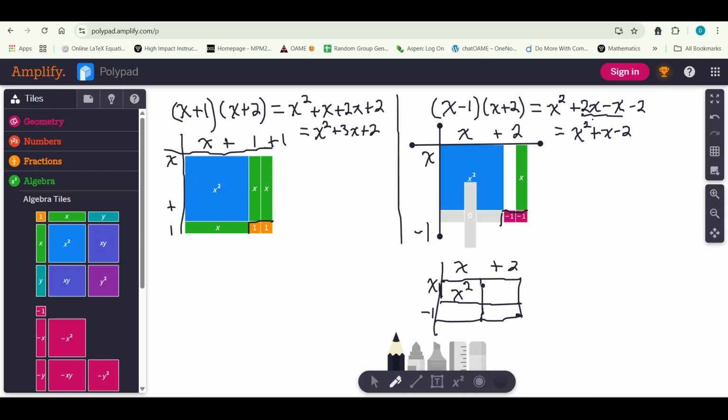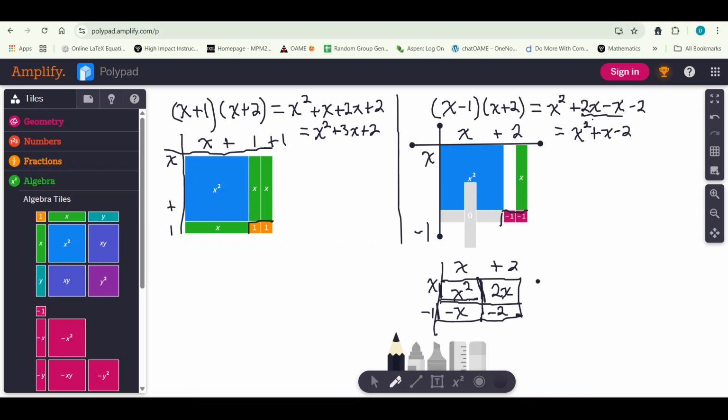This dimension here is x, and this one's plus 2. x times positive 2 is 2x. This one here is -1, and this one's a positive x. -1 times x is -x. And then finally, -1 times +2 will be -2.